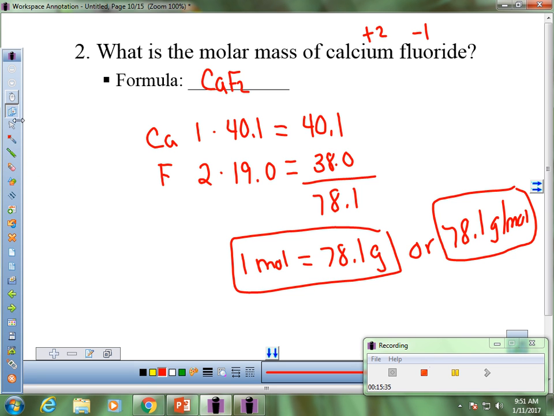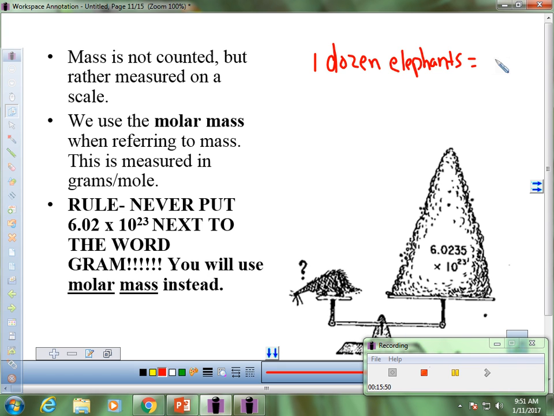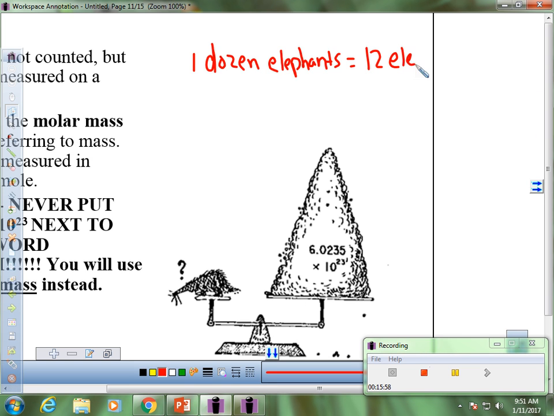All right. Next, if we said we had a dozen elephants, if you have 1 dozen elephants, that means you have 12 elephants. I'm just going to put Ella. Okay? So, well, let me finish it out.